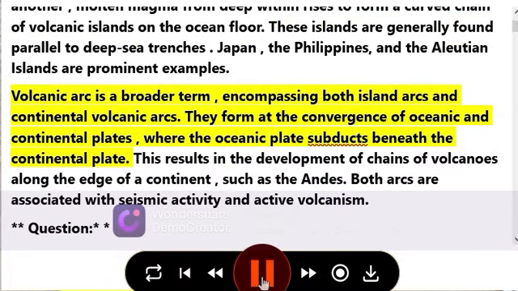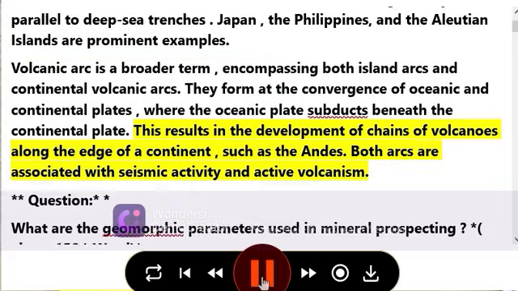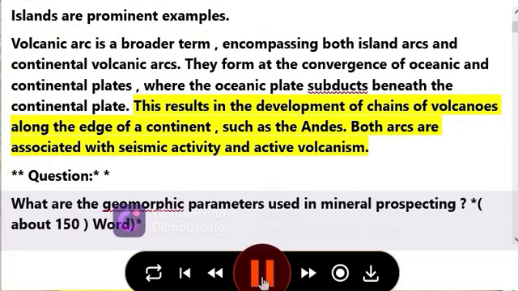Volcanic arc is a broader term, encompassing both island arcs and continental volcanic arcs. They form at the convergence of oceanic and continental plates, where the oceanic plate subducts beneath the continental plate. This results in the development of chains of volcanoes along the edge of a continent, such as the Andes. Both arcs are associated with seismic activity and active volcanism.